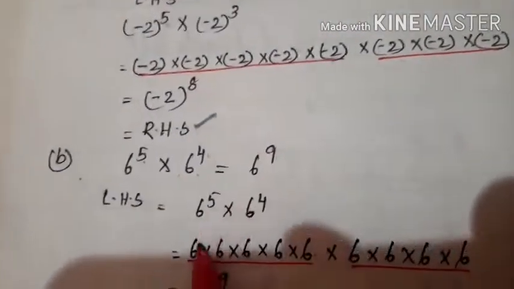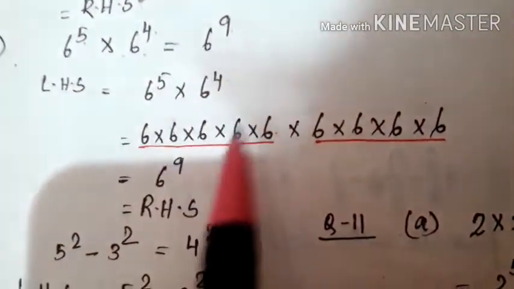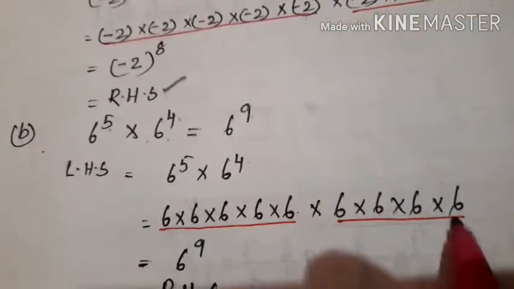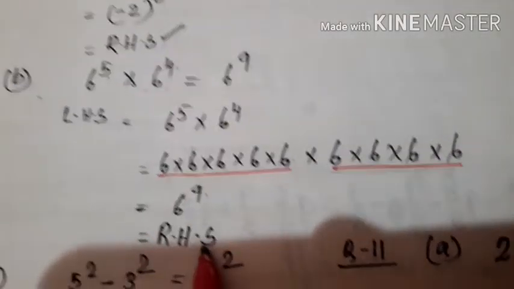6 to the power 5 into 6 to the power 4 is equal to 6 to the power 9. See, in LHS it is 6 to the power 5 into 6 to the power 4. See, 6 is multiplied here 5 times and here 4 times. Then 5 and 4, 9 times. You have to write 6 to the power 9, which is equal to RHS.